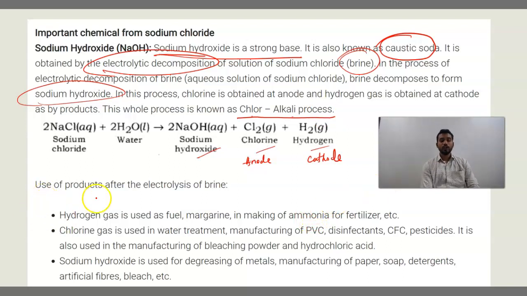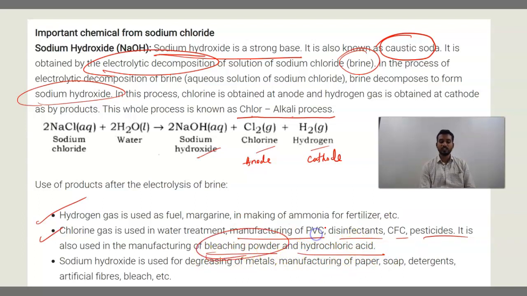Next, uses of products after the electrolysis of brine. Where are we going to use them? Number 1, hydrogen gas is used as fuel, in margarine making, and in making ammonia for fertilizer, etc. Number 2, chlorine gas is used in water treatment, to convert hard water into soft water, and in manufacturing of PVC, disinfectants, CFC (chlorofluorocarbon), pesticides, etc. It is also used in the manufacturing of bleaching powder and hydrochloric acid.